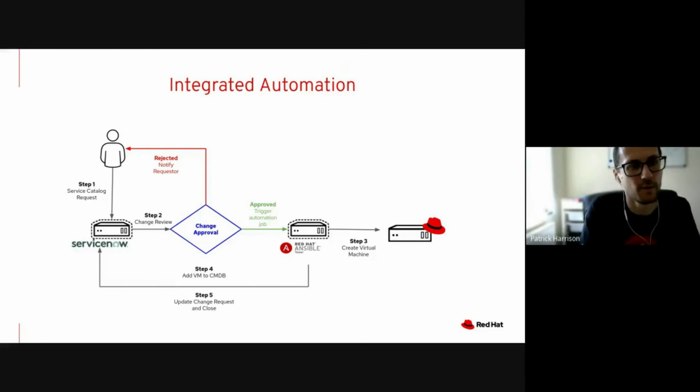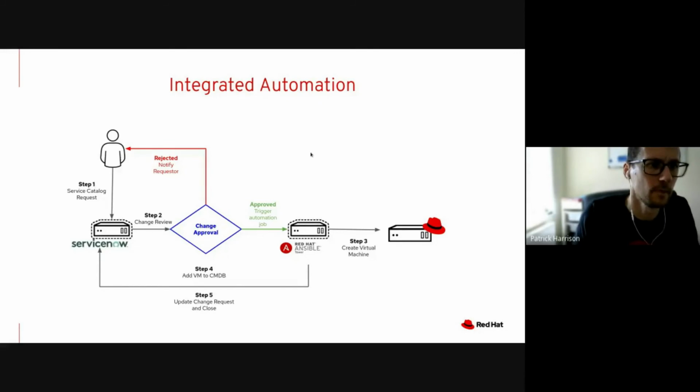I still want those ITIL processes and practices. I still need change management. I still need change approval. So let's do that in ServiceNow. Off the back of that approval, though, ServiceNow is going to reach into Ansible to fulfill that request, provide me with the service I requested. I'm then going to go back in and update ServiceNow to say that I've done it or I've failed and close off that change request. So this is completely closing the loop here on this integration.